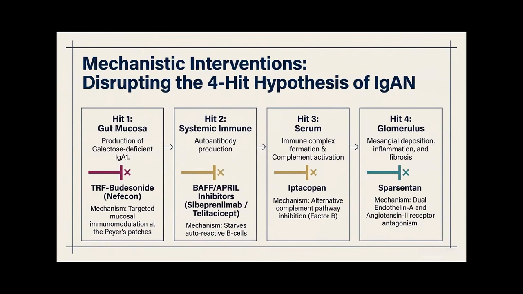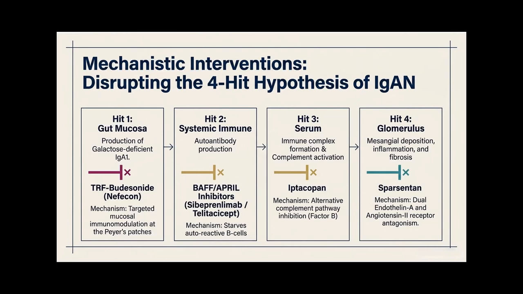Now, disrupting the 4-hit hypothesis of IgA nephropathy. Hit 1: what we are saying is that in the gut mucosa there is production of galactose-deficient immunoglobulin A1. So, the IgA1 is produced. Budesonide, Nefecon, targets mucosal immunomodulation at the Peyer's patches of the intestine. This is the first hit, at the level of the intestine.